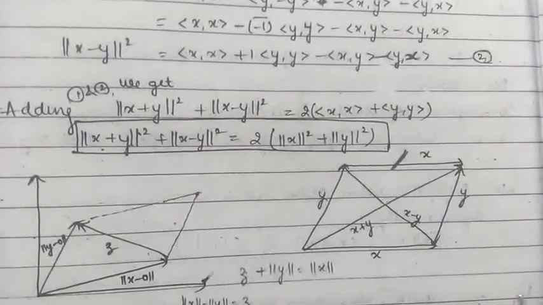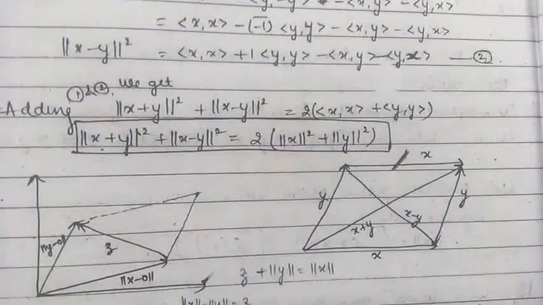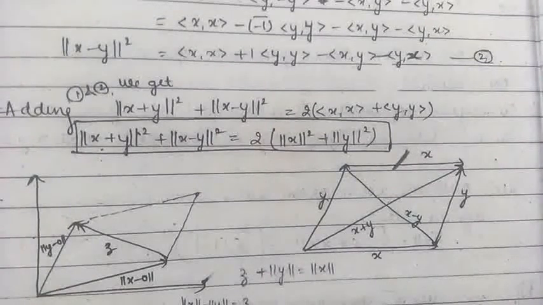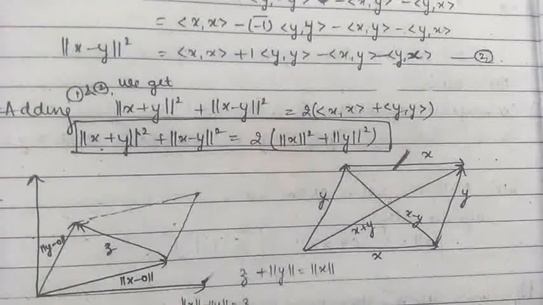So this result is used to prove that a space which does not satisfy the parallelogram equality is not an inner product space. So if a norm does not satisfy the parallelogram equality, then we can say that it cannot be generated by an inner product.